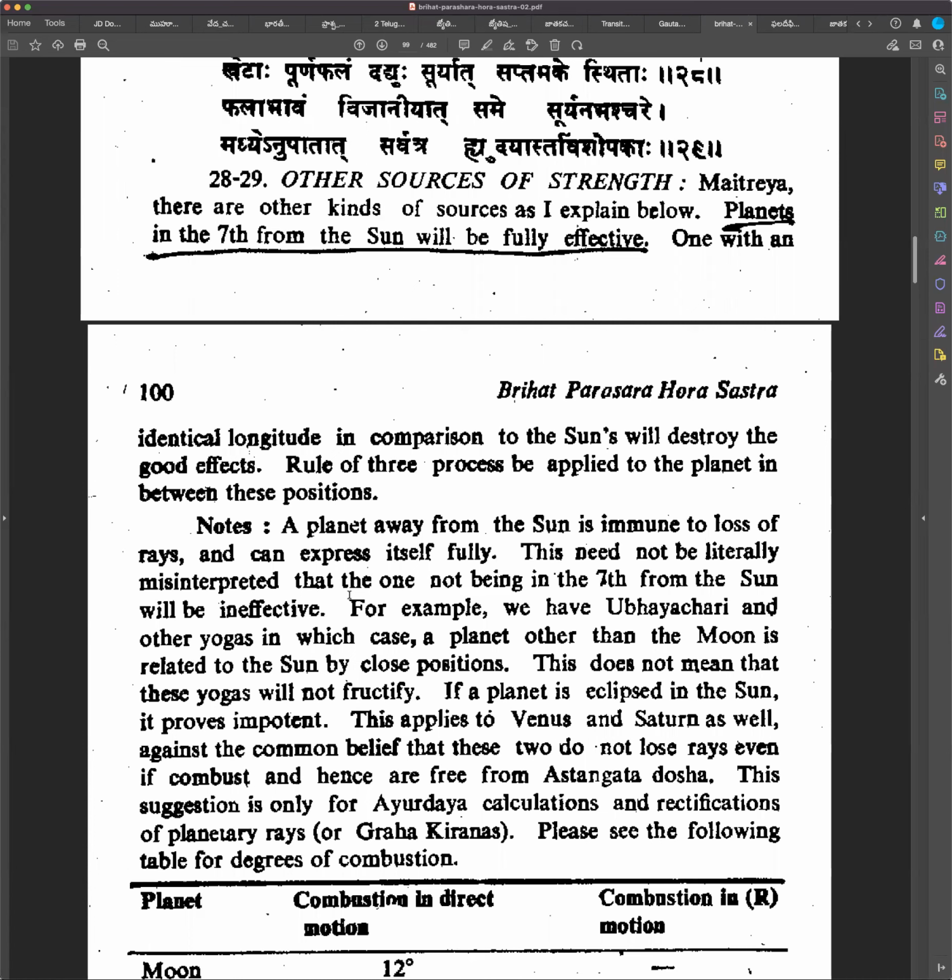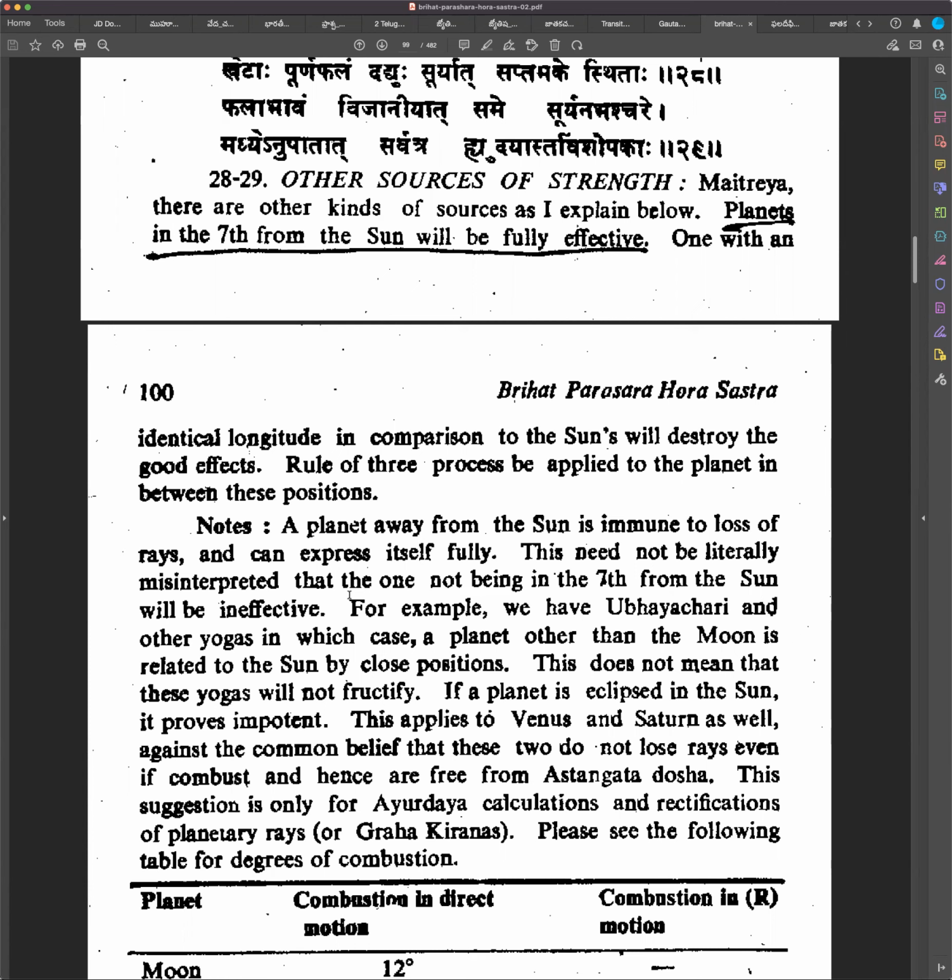So any planet sitting opposite, that is 180 degrees from the sun, is effective. It is said that one with an identical longitude in comparison to the sun will destroy the good effects. Means if the planet is sitting too near to the sun, it will destroy the good effects. The rule of 3 process is applied to the planet in between these positions.